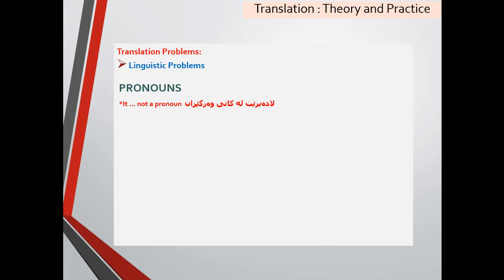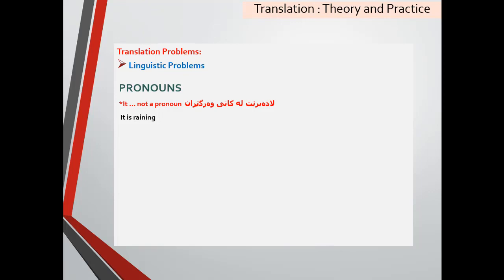For example, sometimes it comes in places where it is not a pronoun. It does not refer to a specific inanimate thing. In a sentence like it's raining, how do you translate it here? It is not a pronoun, but because English is a non-pro-drop language, there should be something in place of the subject to fill that position, even though it is empty and does not have any meaning here.